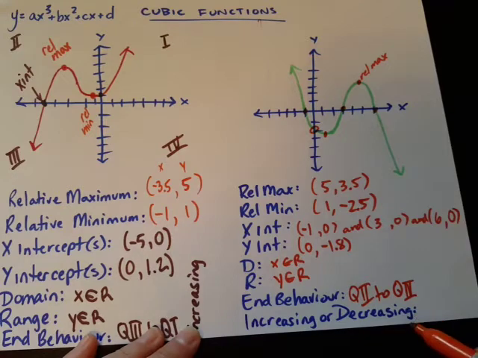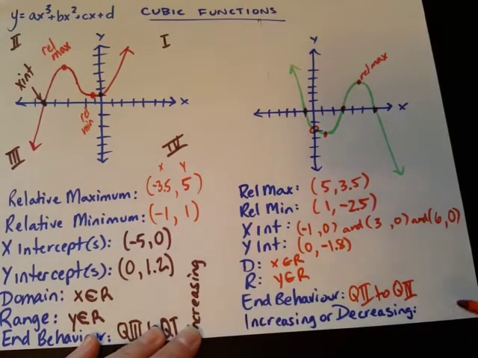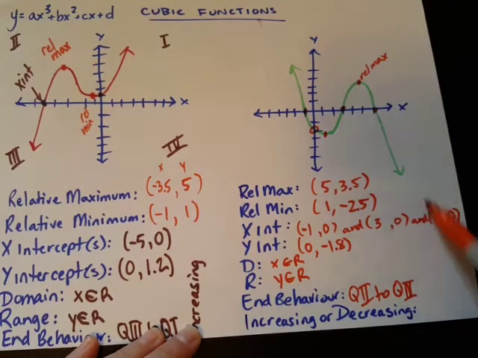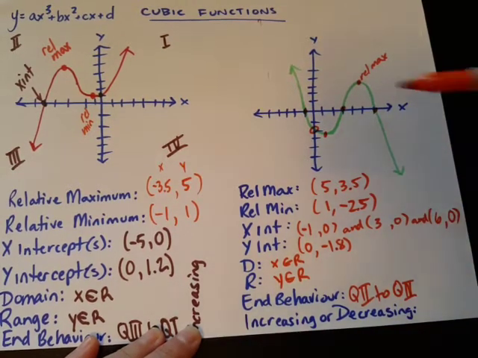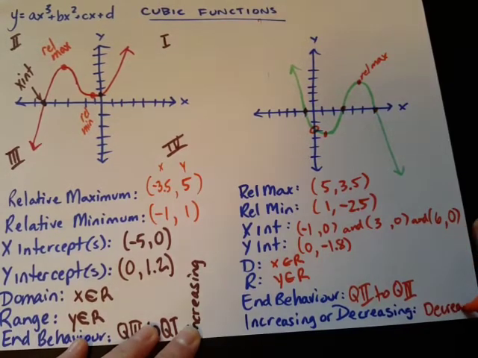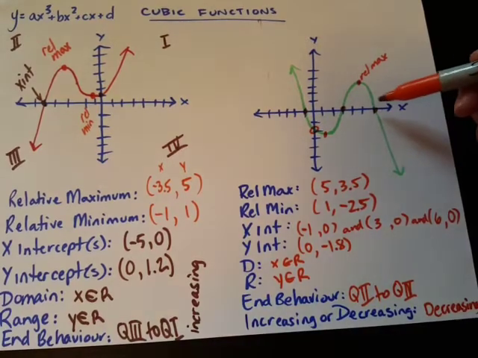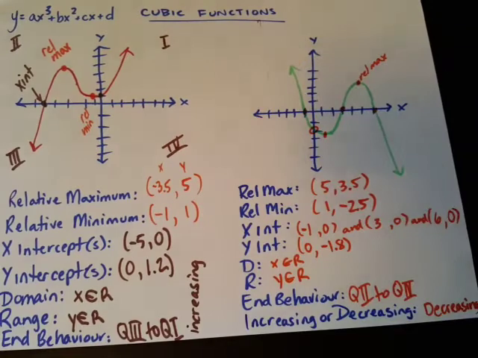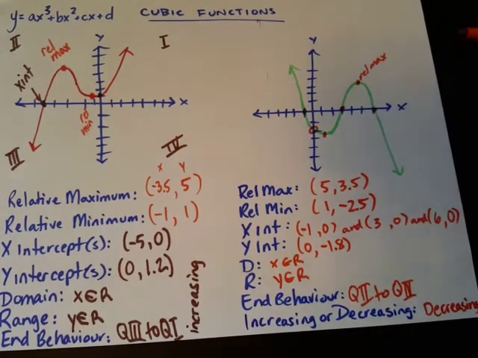And then lastly, is this an increasing or decreasing cubic function? As x gets bigger, what happens to y? Y seems to be getting smaller. So it's getting more negative. So we'll call this decreasing. And I know a lot of you will know that it's decreasing because it's going down. When it's down, it's decreasing. When it's going up, it's increasing. But the rationale behind it is as x gets bigger, y is getting smaller.